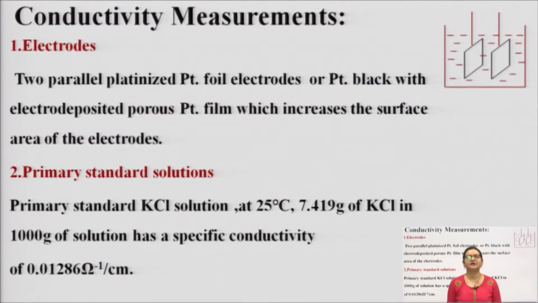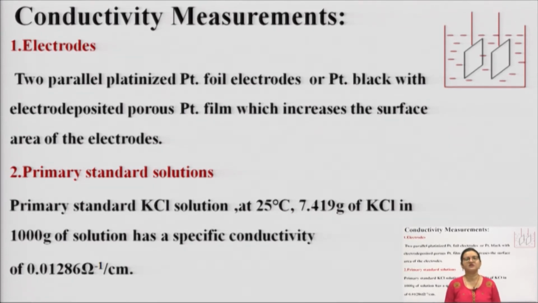There are two parallel platinized electrodes. Platinized electrodes may include platinum foil, electroplated platinum, or a platinum film also. These increase the surface area of the electrodes. These are the positive things which a platinum film, platinized electrode or electroplating provide: they increase the surface area of the electrodes. That is why we use this method.